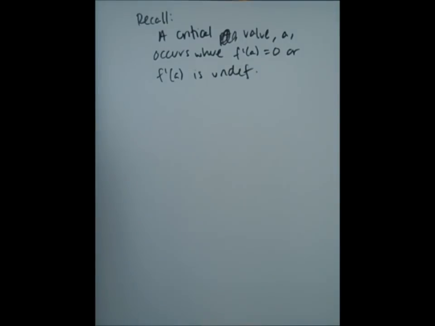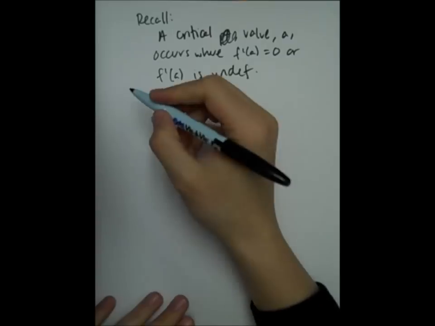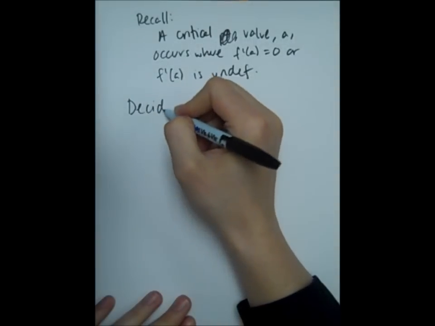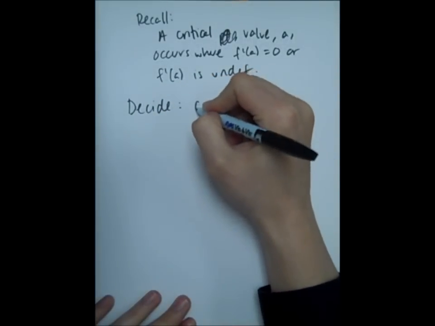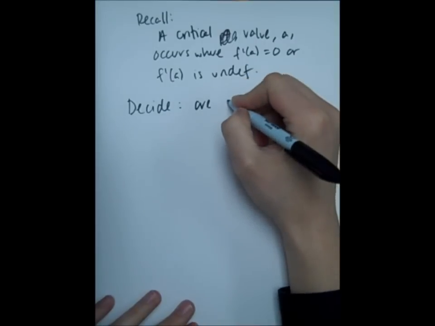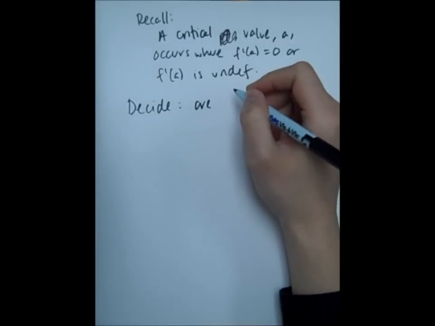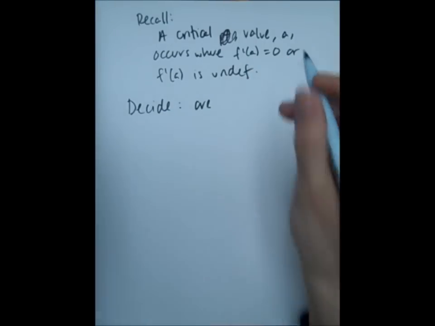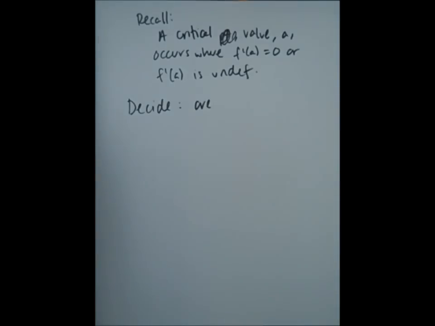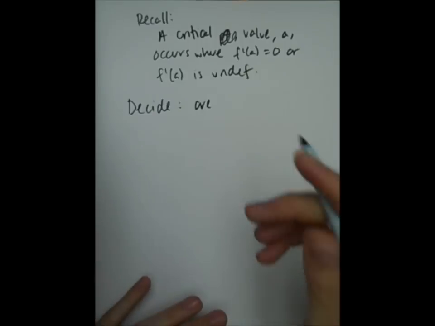So we're going to find our critical values, where either the derivative is 0 or it's undefined. Then we want to classify them. We want to decide, are these local maximums or local minimums? Before, we did absolute: an absolute maximum or minimum is over the whole picture, what's the largest value. But local minimums or maximums, we're saying just in that little area, is it a maximum or a minimum?